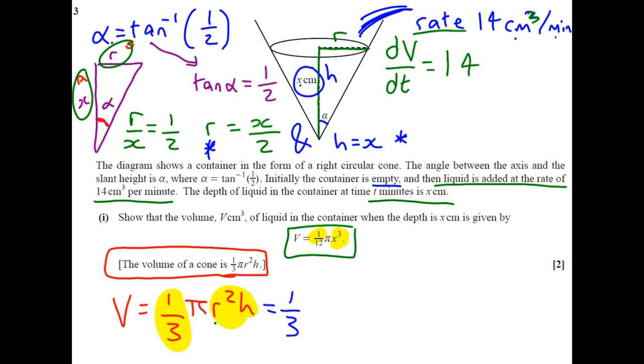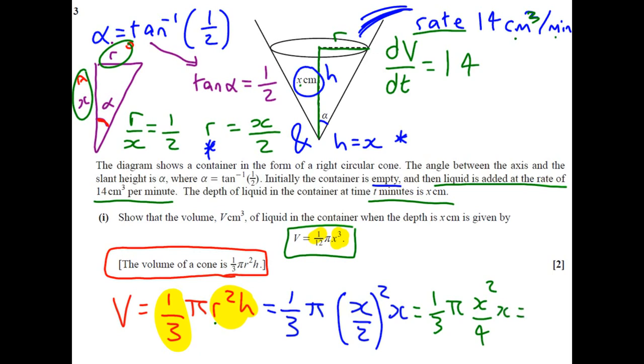Obviously, if I had a clean page, I would be setting this out a lot better. So I do apologise for that. r is x over 2. That's going to be squared. h is x. Times all this together. And guess what we are going to get? x squared over 4. This is what we predicted we wanted. Okay? And that's the result. 1 over 12 pi x cubed. You can give yourself a tick, you know it's going to be right.